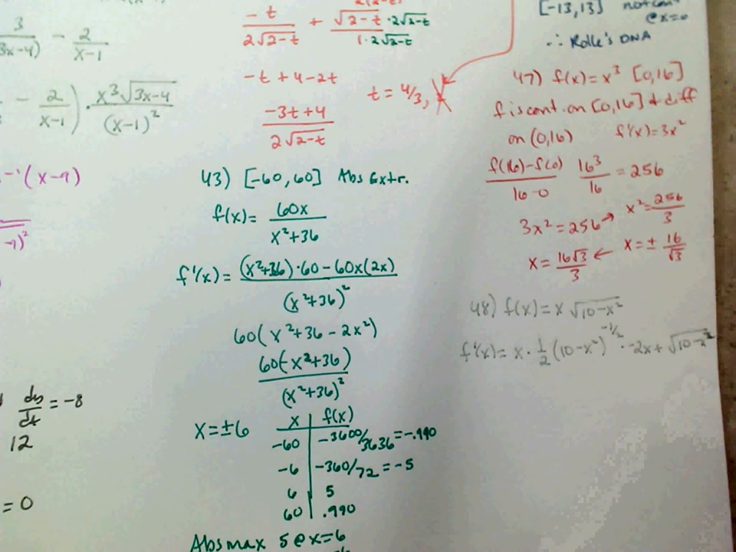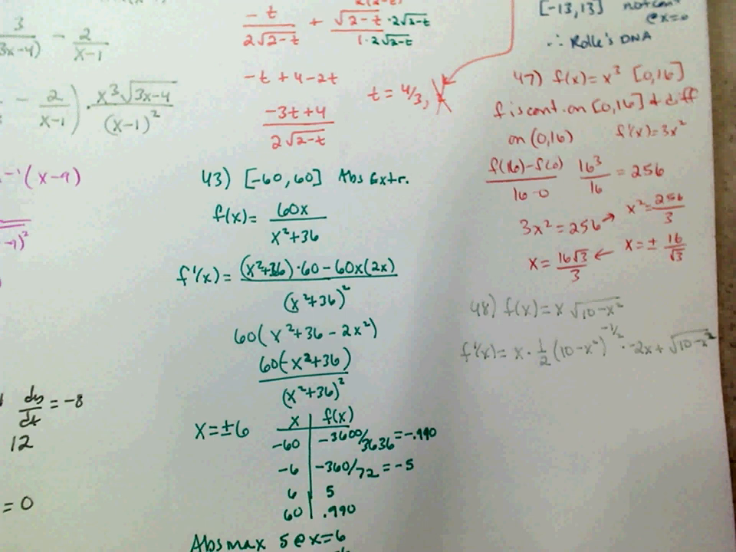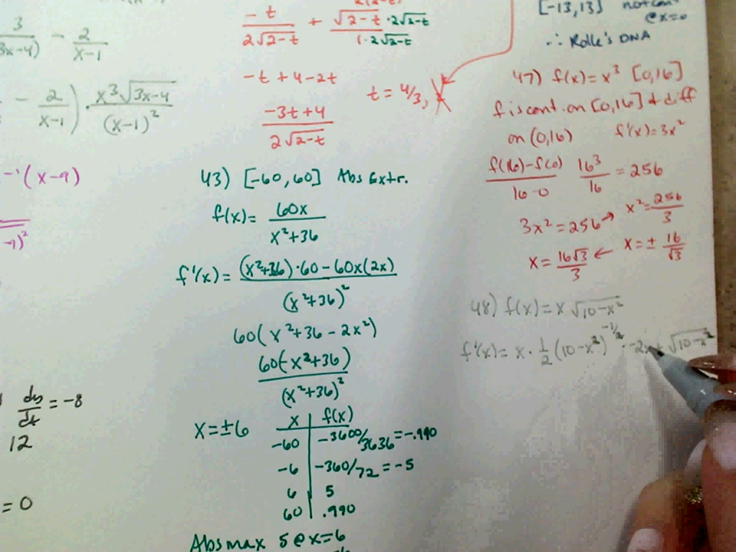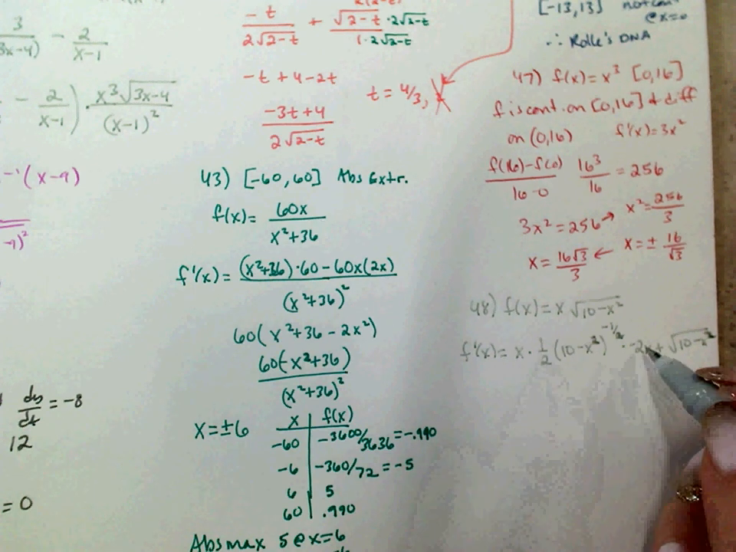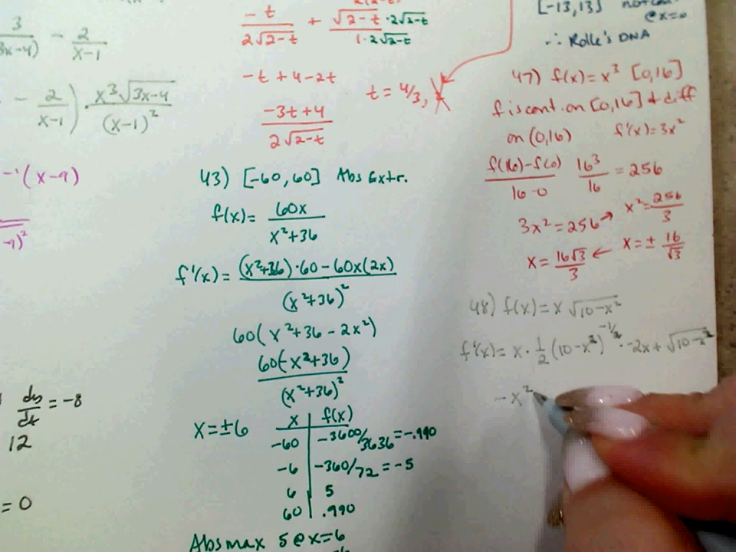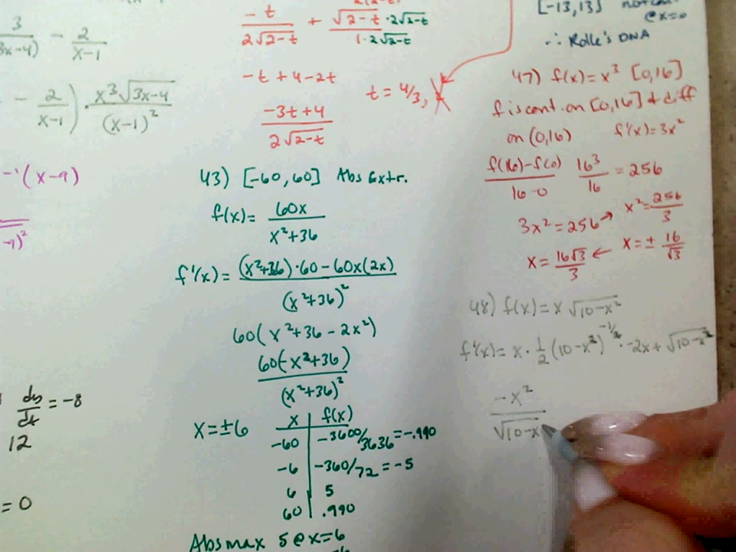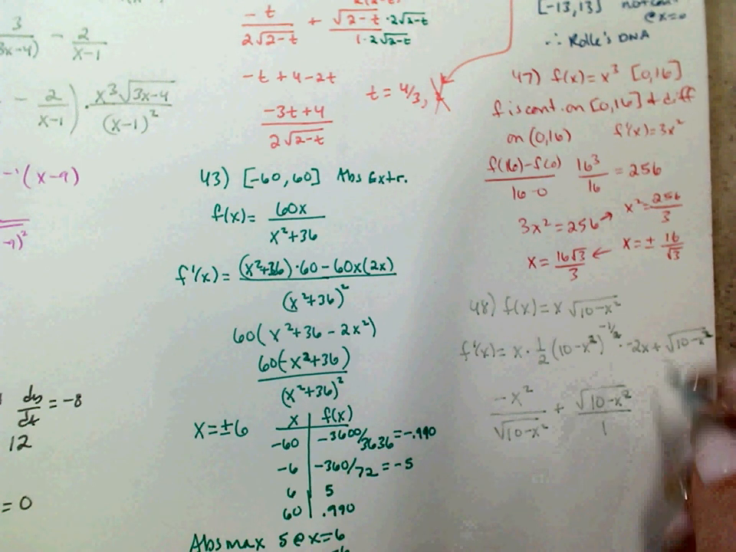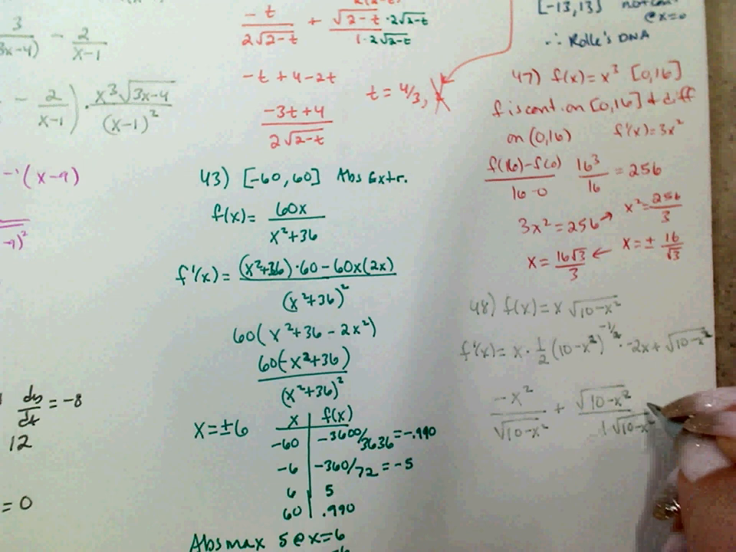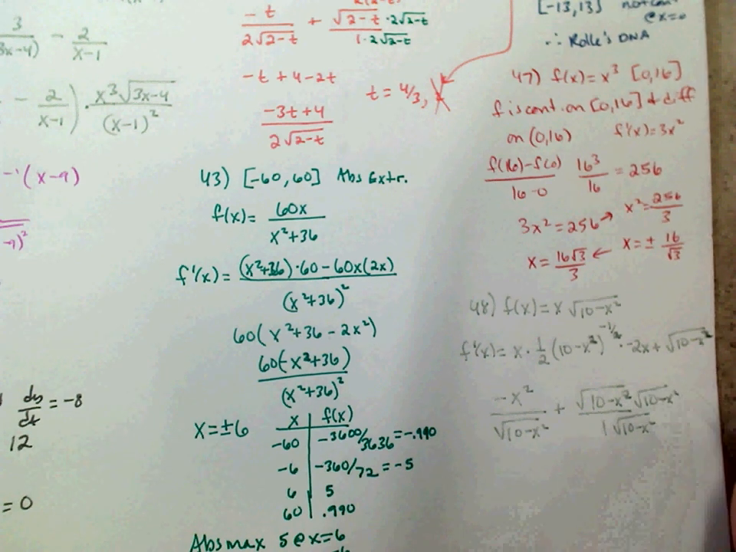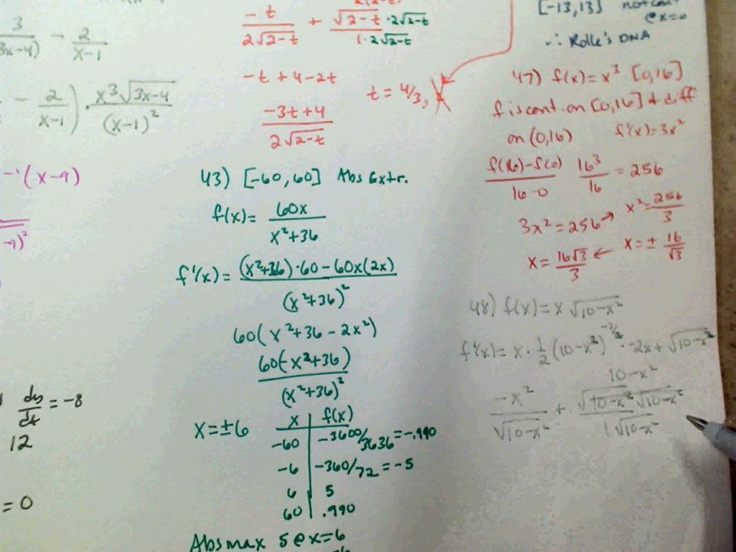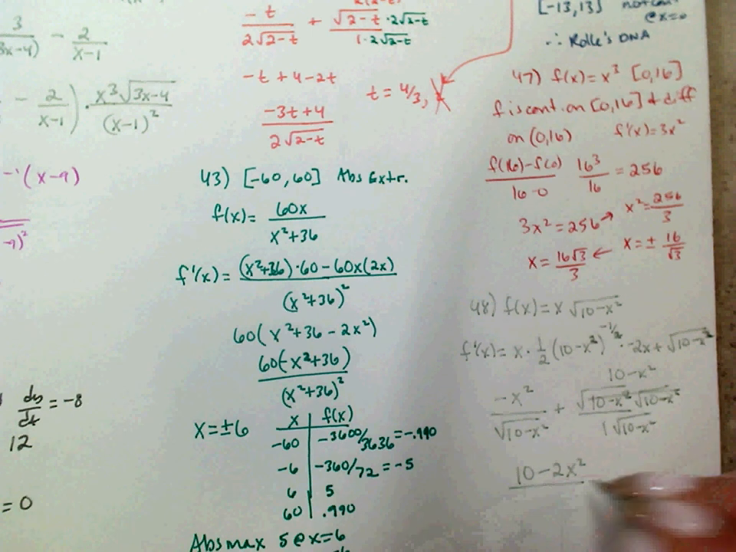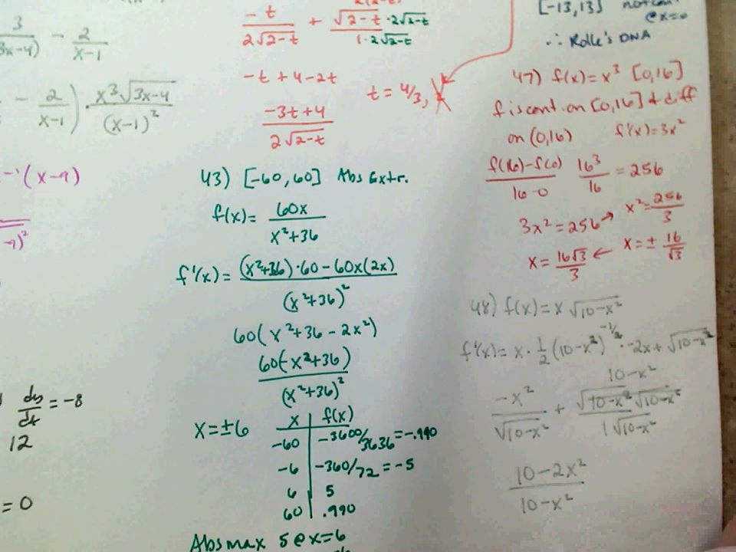So I've got this -2 and this 2 will simplify down to -1, x times x. So negative x squared over the square root of 10 minus x squared plus the square root of 10 minus x squared over 1, multiplied by the common denominator. And this is what the numerator becomes, negative x squared plus 10 minus x squared. So 10 minus 2x squared over the square root of 10 minus x squared. Anyway. Ew, that's not cute at all.